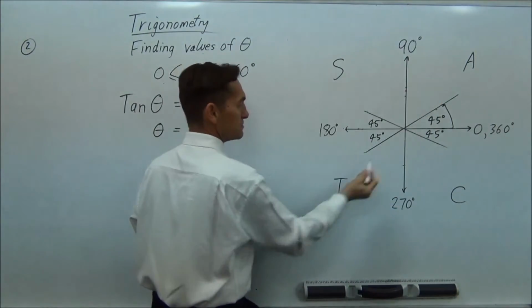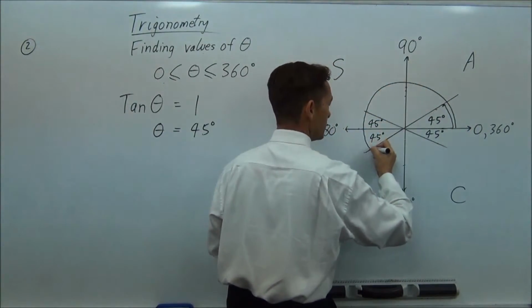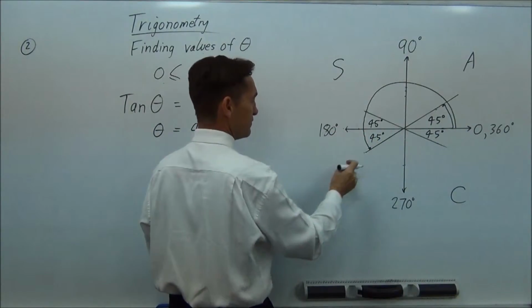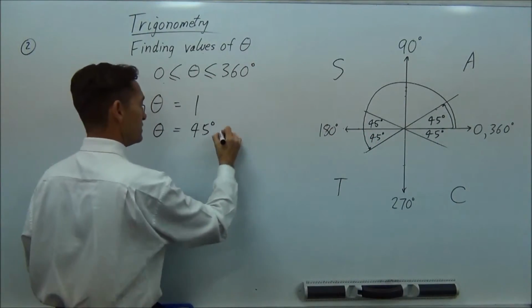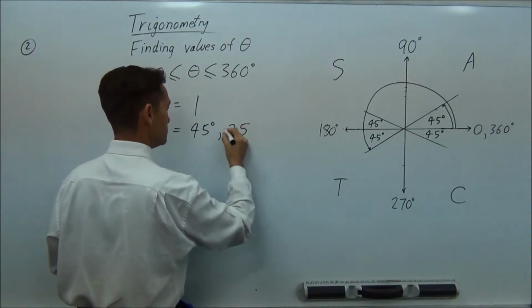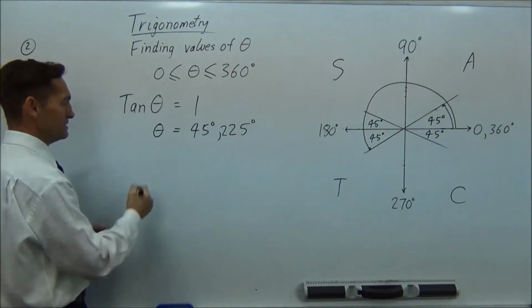Yes, this is our second answer, around there. 180 plus 45 is 225. So then theta equals 45, 225. And you're done. Let's look at another one.